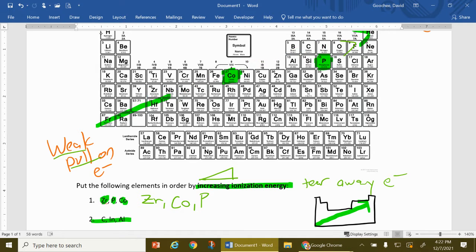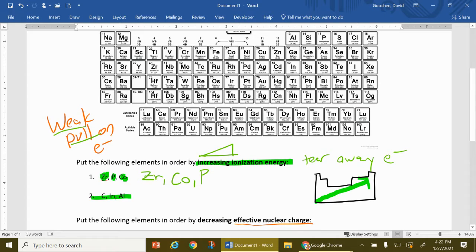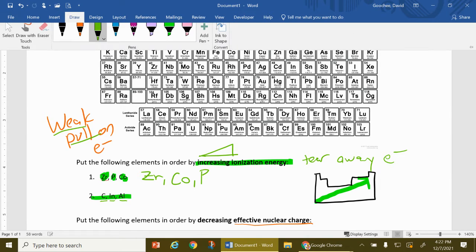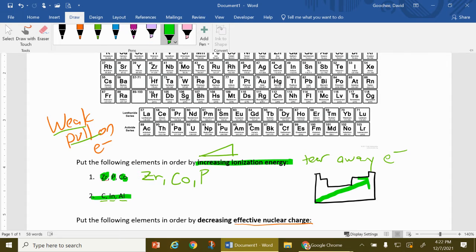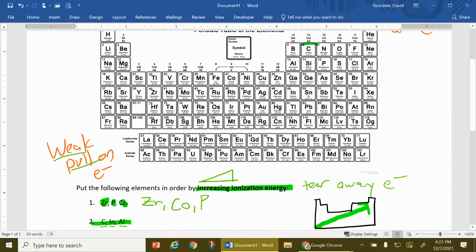Okay, let's try another one. Same trend, increasing ionization energy. If we're going from bottom left to top right, we have carbon, indium, and aluminum. Let's find those guys. So we have carbon, we have indium, and we've got aluminum.